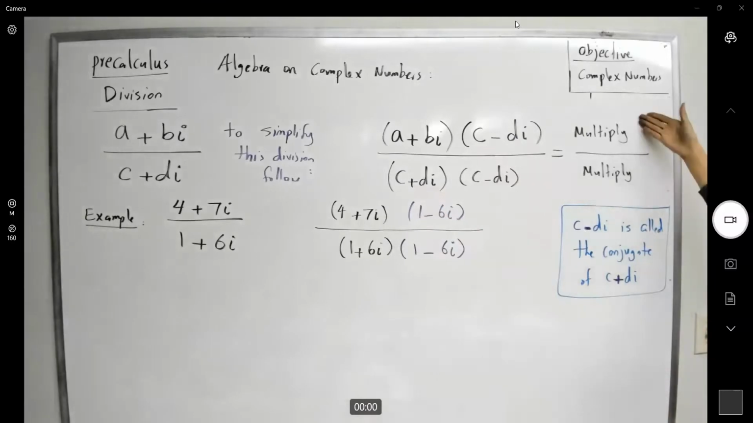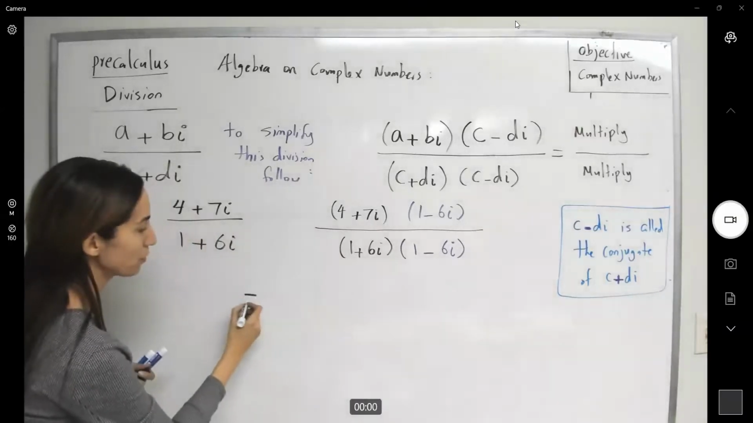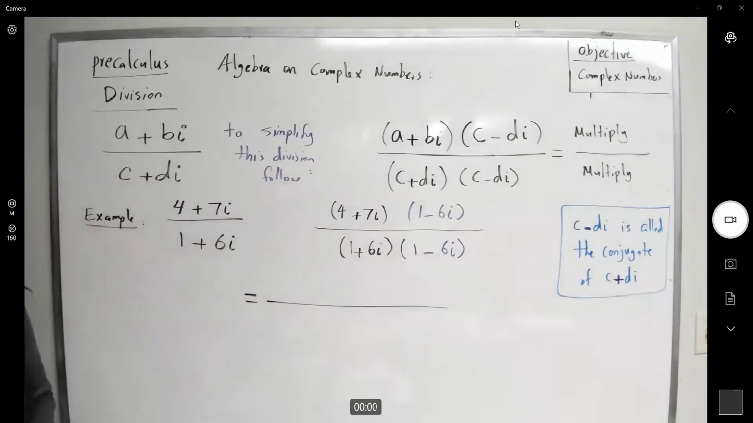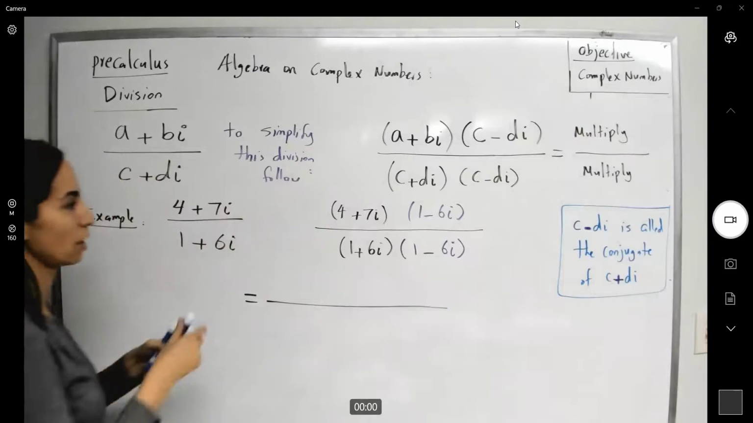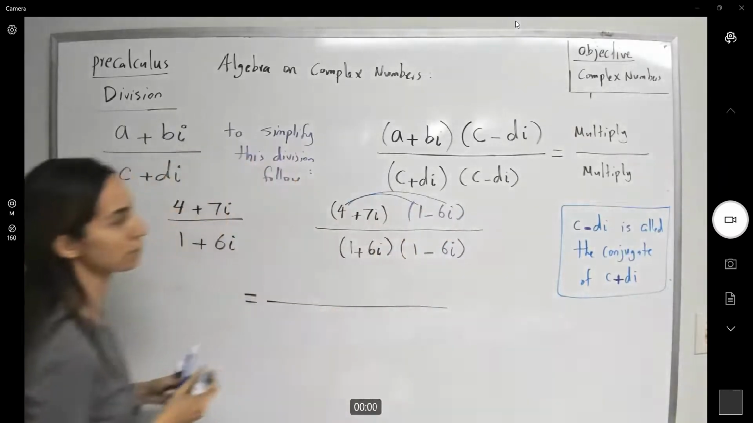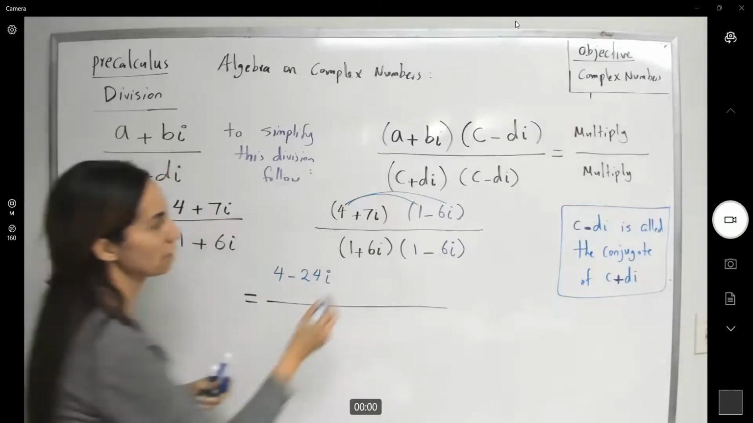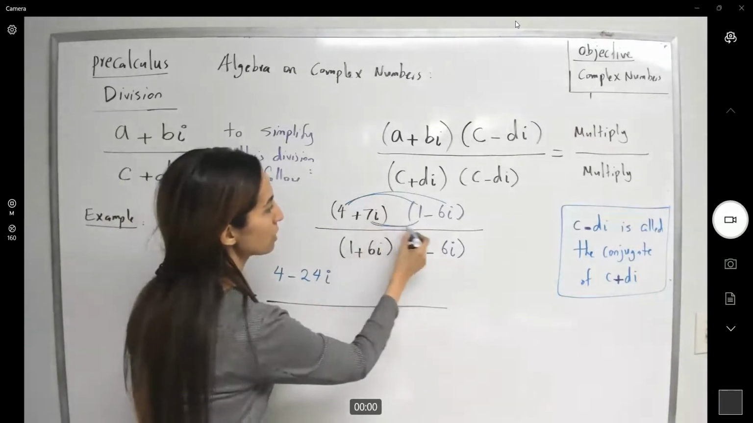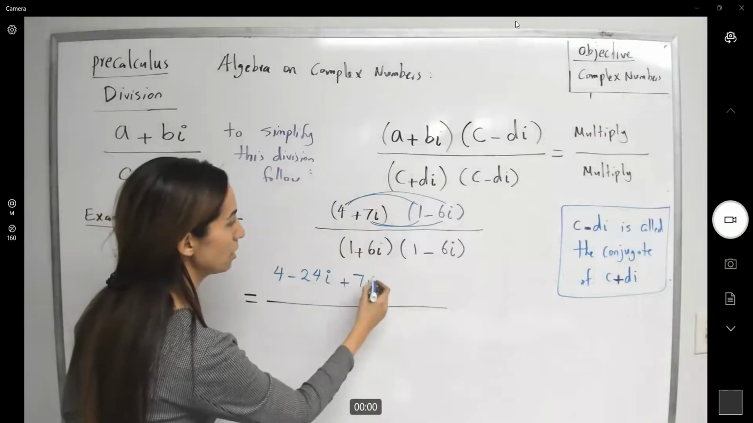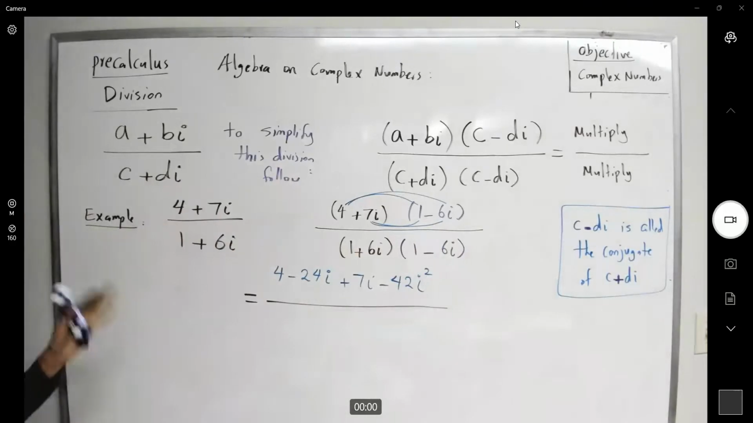Okay. Multiply, multiply. We have multiplication to do. This guy is equal to long division bar. Well, multiplication. Here we go. So 4 times 1, 4 times negative 6i, you get 4 minus 24i. 7i times 1, 7i times negative 6i. So we get plus 7i minus 42i squared. So this is my numerator so far.